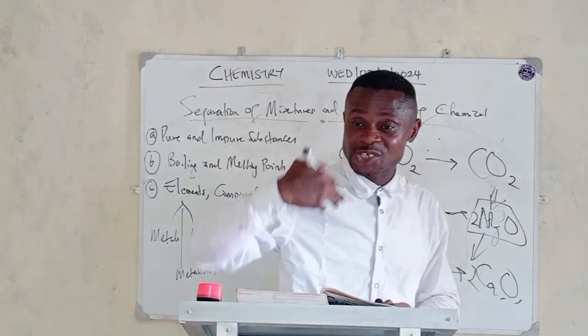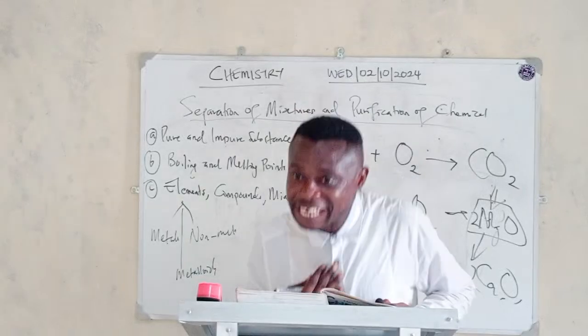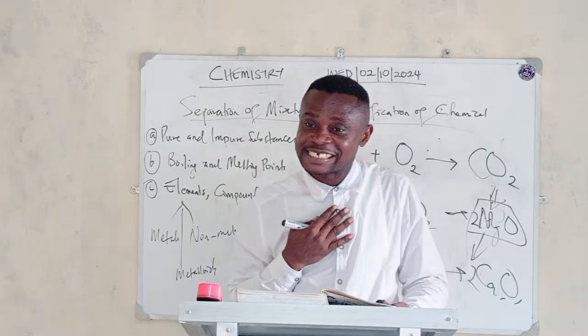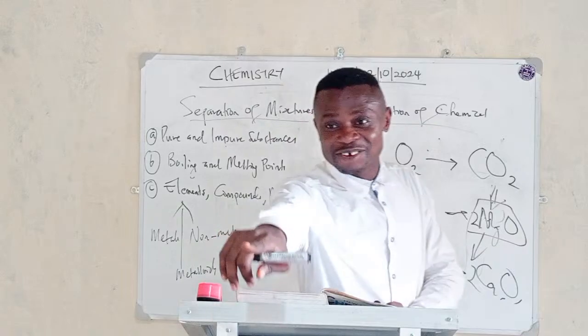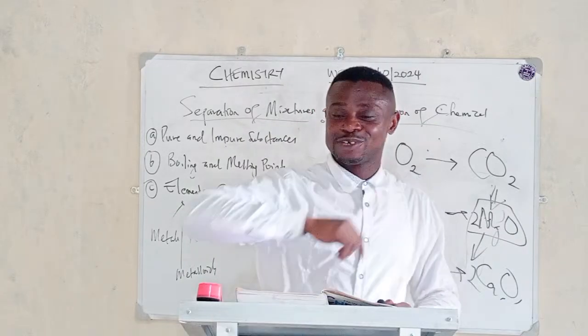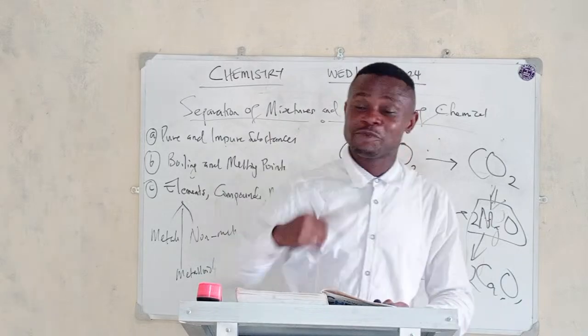Oxidation is loss of electrons. Me, the metal, I lose electrons to you and get oxidized. But you that accepted the electrons get reduced. So me, the metal that gave you the electrons, I am the reducing agent because I have reduced you.